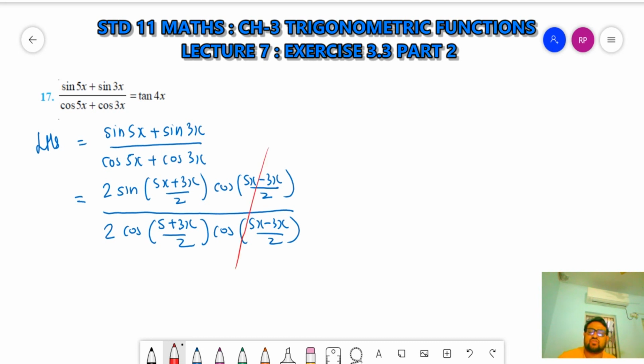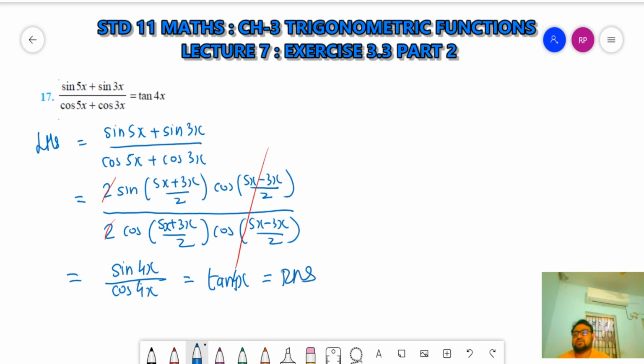Cos((5x − 3x)/2) cancels with cos((5x − 3x)/2), and also the 2. This will be equal to sin of (5x + 3x)/2, that is 8x by 2, 4x, upon cos of (5x + 3x)/2, 8x by 2, again 4x. So this is equal to tan 4x, and this is equal to RHS. So this was about question number 17. We have solved it similar to question number 16. Okay. So note down question number 17.